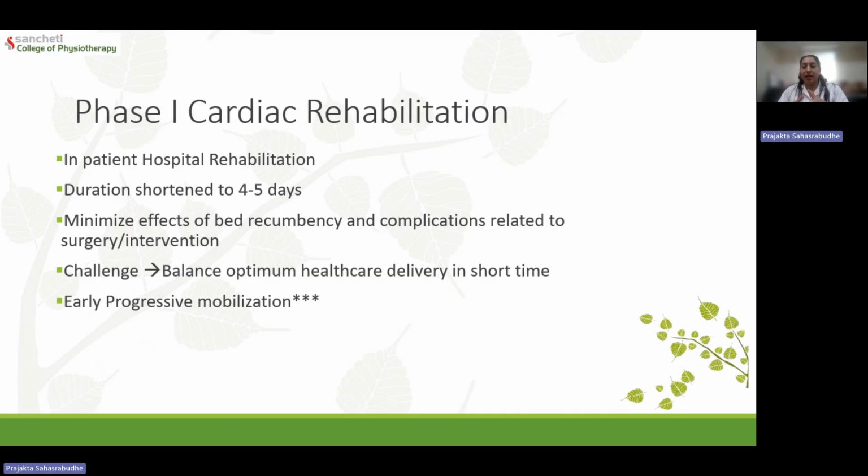So when we are starting with gradual mobilization of patients in this phase, we have to give that activity, monitor, and make sure that no complications or abnormal responses towards that activity are observed. The main aim or main goal of phase one cardiac rehabilitation is to minimize the effects of bed recumbency and complications related to the surgery or related to the intervention. Related to surgery means whenever it is open heart surgery, the pleurae, the mediastinum, the lungs are also handled. The surgery is done under general anesthesia.